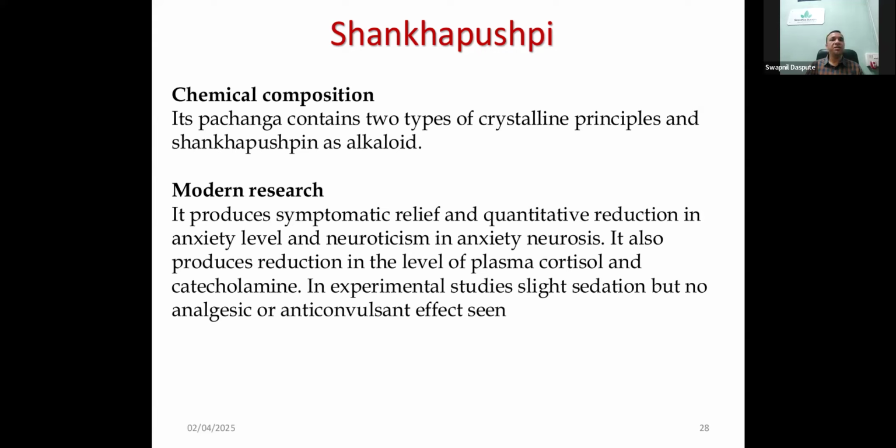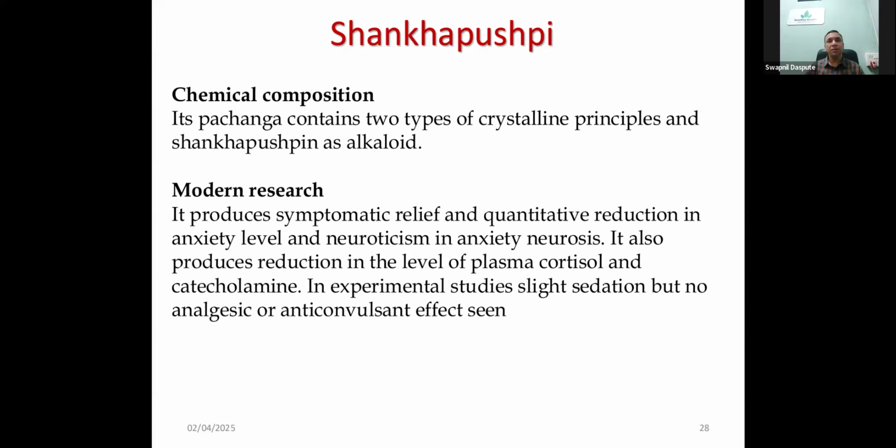In modern research, it produces symptomatic relief and quantitative reduction in anxiety level and neuroticism in anxiety neurosis. It also produces reduction in level of plasma cortisol and catecholamine. In experimental studies, slight sedation, but no analgesic or anticonvulsant effect seen. So, sedation, nidra janana, reduces anxiety level, and so basically works very well on the mind. The psychology is what is a modern study.